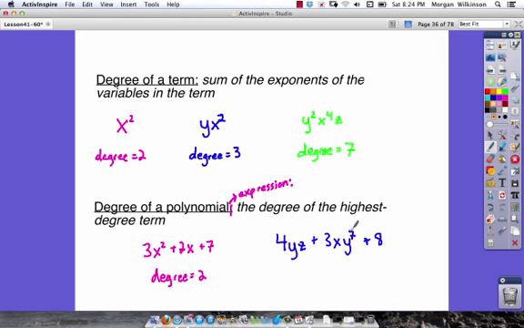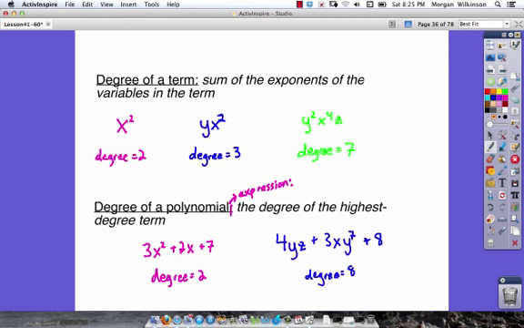Now, the highest degree term that we have, okay, so this first term has a degree of 2, y to the first, z to the first. The second term has x to the first, y to the seventh, so the degree there is 8. And then the third term has no degree because there's no variables. So the degree of this would be equal to 8 because of that term, 3xy to the seventh.